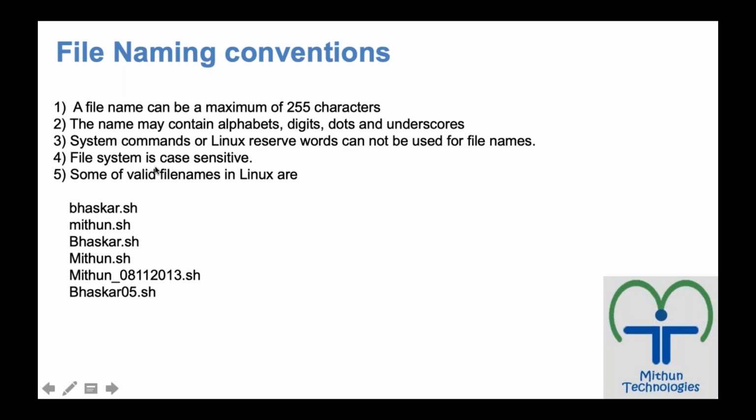And the file system is case sensitive. If you see here, basket.sh, first one, and the third one, if you see, capital letter B. Again, that one is also basket.sh. Correct. So basket.sh with lowercase b and uppercase B are both different files, not the same file. Already we know in Linux all the commands are lowercase, and the file system is case sensitive. Right? So these are some valid file names.